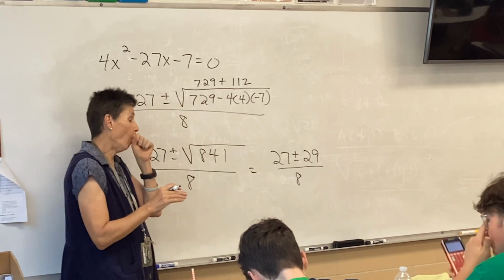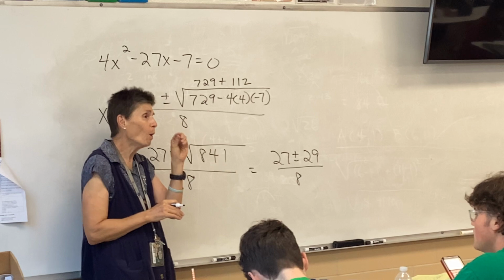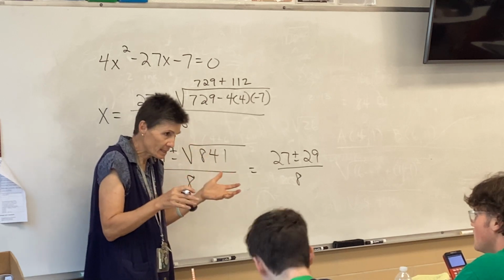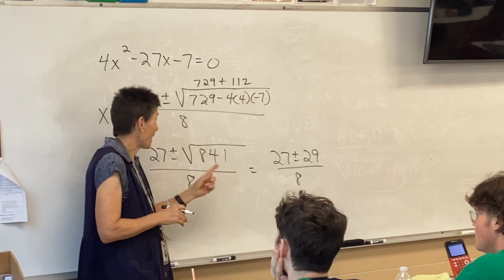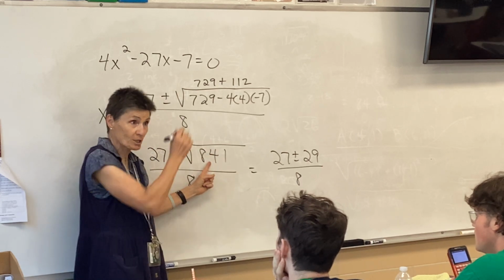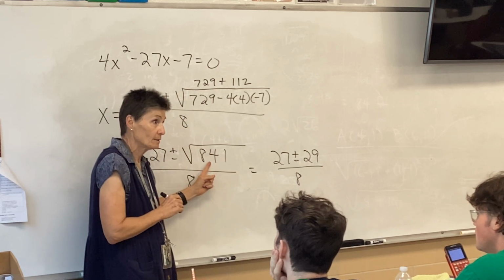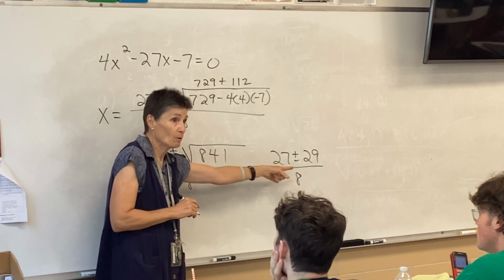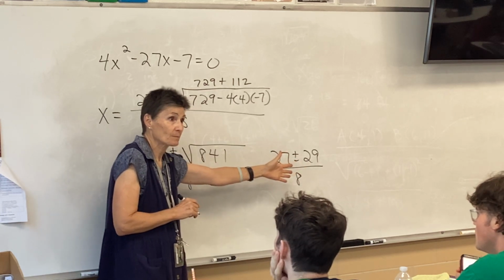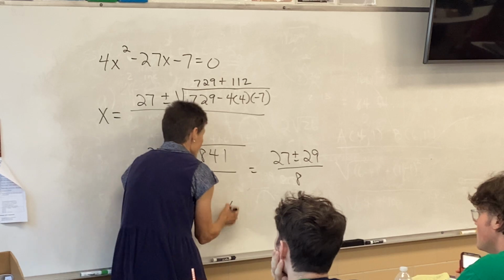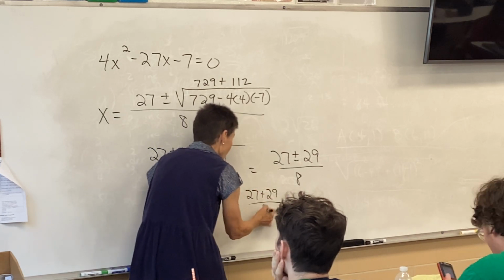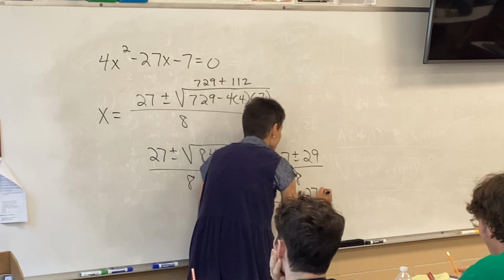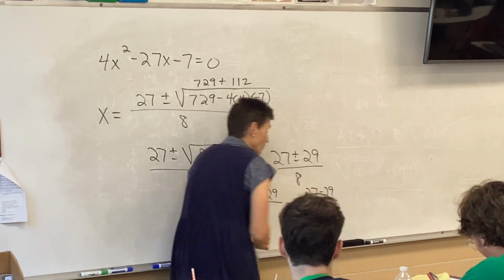It's 29. What if it had come out to be 37.698543, then you would have to break it down, just like we did our radical earlier. But this one breaks down perfectly, it's 29. You're not done. So what are your answers? 27 plus 29 over 8, and 27 minus 29 over 8.